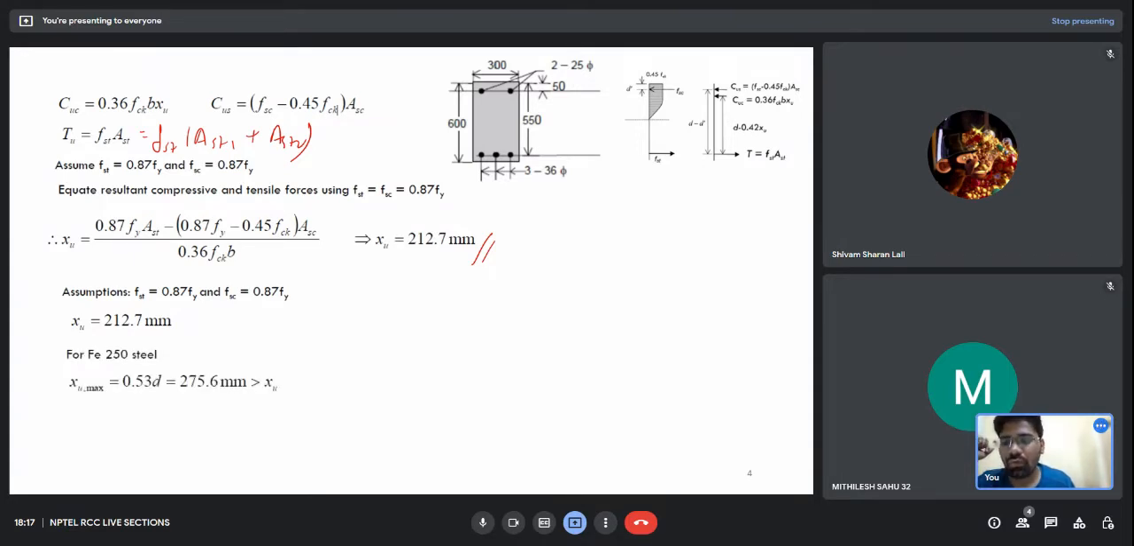Now for Fe250 steel, we know the limiting depth of neutral axis is 0.53d. This I have shown you in previous classes, and if you don't remember 0.53d, you can easily use the stress block diagram. With 0.0035, this is what Xu limit is. This is 0.87 Fy by E plus 0.002.